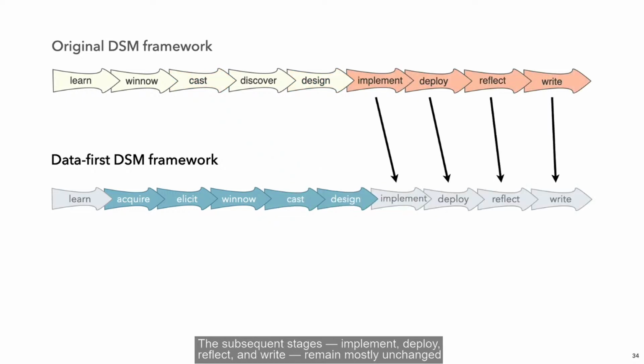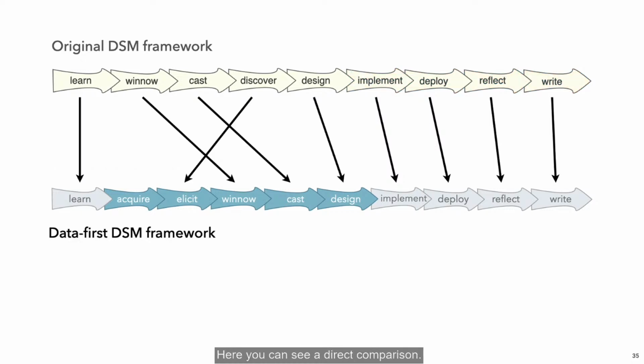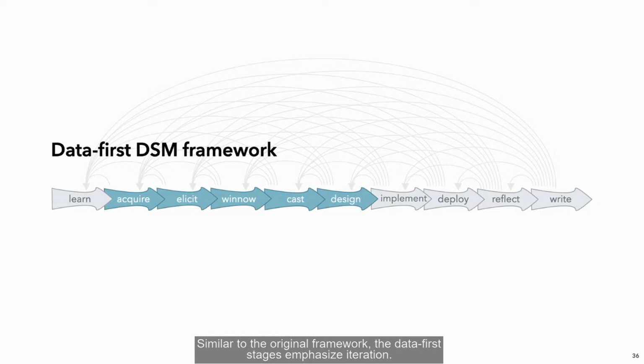The subsequent stages, implement, deploy, reflect, and write, remain mostly unchanged, with some small adjustments, for example, to reflect and report on the peculiarities of this data-first process. Here you can see a direct comparison. Similar to the original framework, the data-first stages emphasize iteration. Additional data sources may be incorporated, and data and task abstractions are refined continuously.